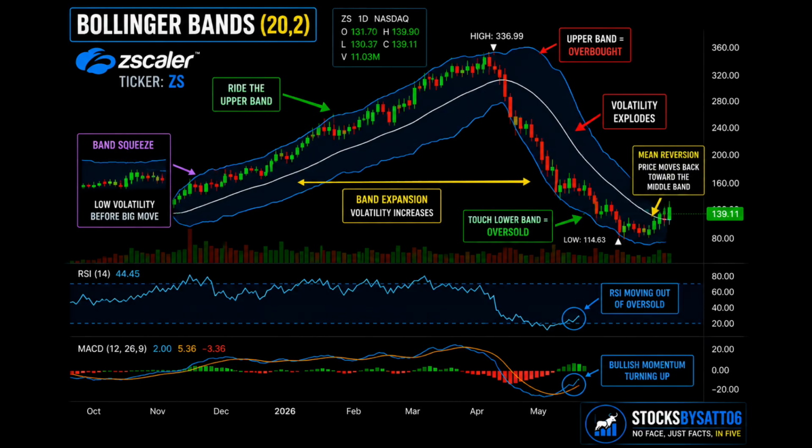Now here's the important part. A touch of the lower band does not automatically mean buy. A touch of the upper band does not automatically mean sell. That's one of the biggest misconceptions about Bollinger Bands. Strong stocks can ride the upper band for weeks. Weak stocks can ride the lower band for weeks. The bands are not buy and sell signals. They're context. What they help us identify is whether a stock is behaving normally or becoming stretched.